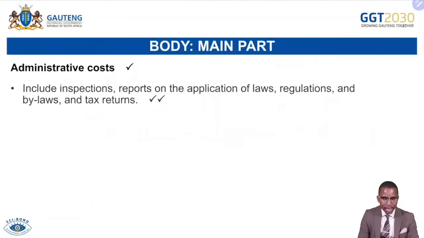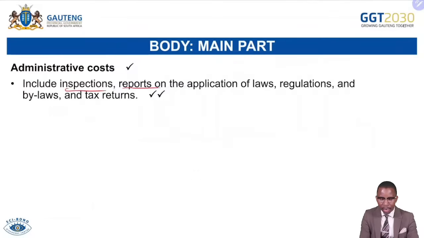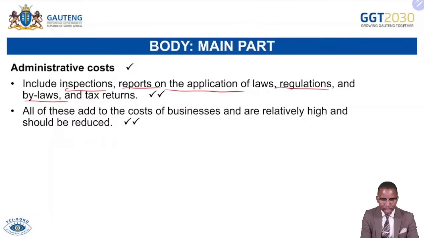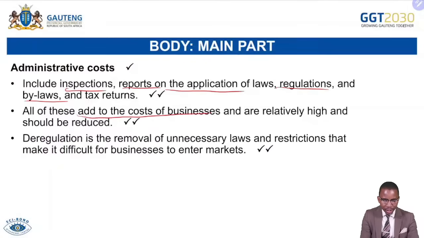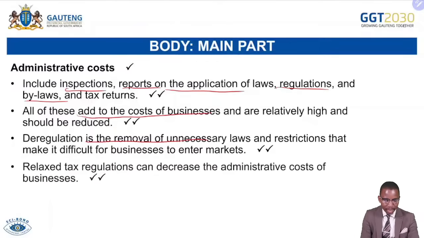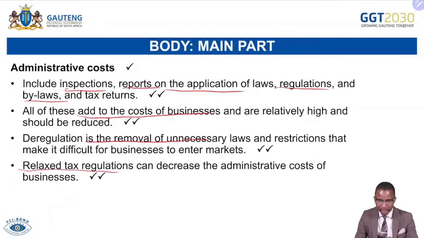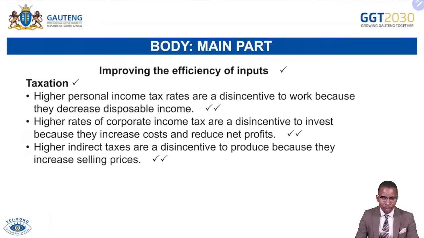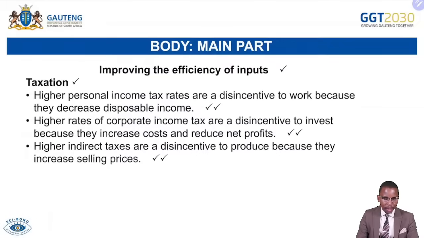Administrative cost includes inspection, reports, the application of laws, regulations, and bylaws, and tax returns. All of these costs add on the cost of doing business and are relatively high and should be reduced in South Africa. Deregulation is the removal of unnecessary laws and restrictions that make it difficult for businesses to enter the market because of admin cost. Relaxed tax regulation can decrease the administrative cost of businesses. Then we continue, improving efficiency of imports.